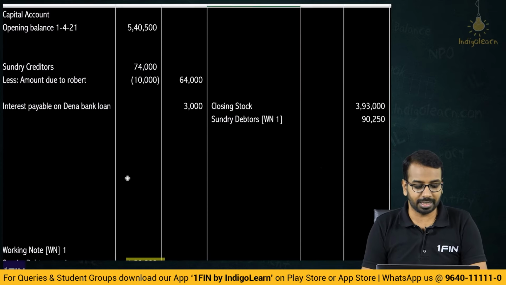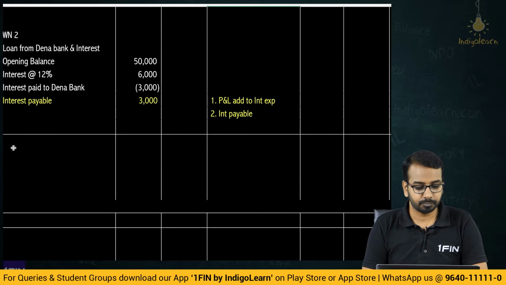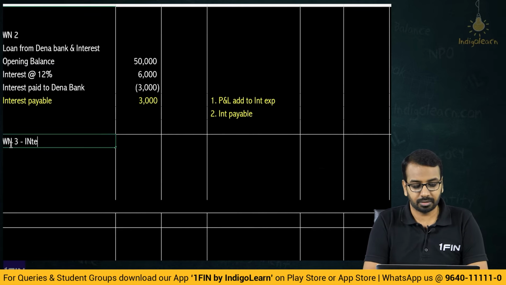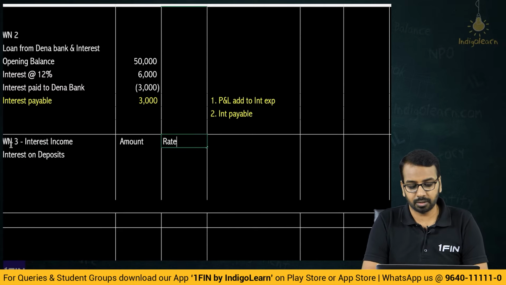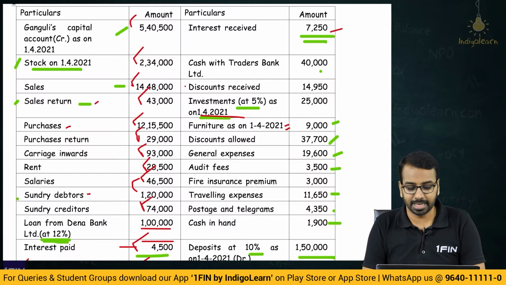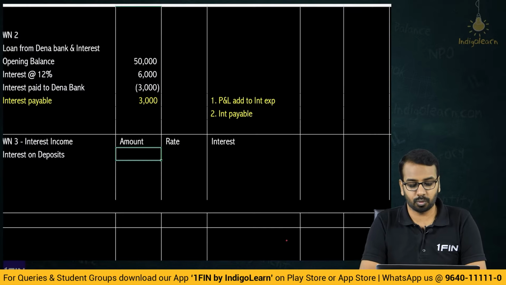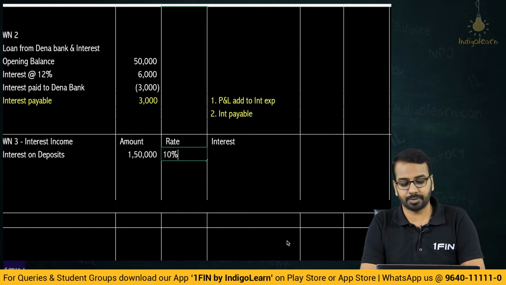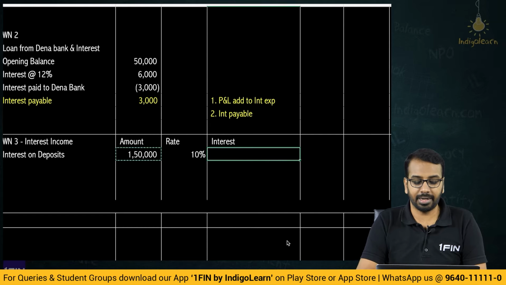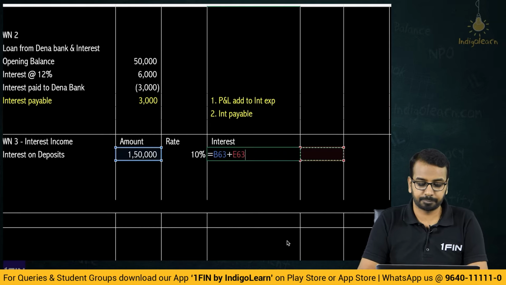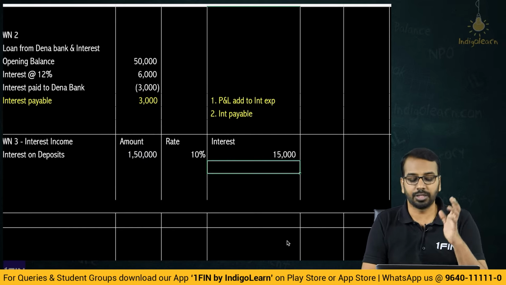So in our working note number 3, interest income, when we calculate interest on deposits, what is the amount, what is the rate, what is the interest. Now the amount of deposits is 1,50,000. What is the rate? 10%. So how much will we get? We'll get 1,50,000 multiplied by 10%. You can do it on a calculator. 15,000.